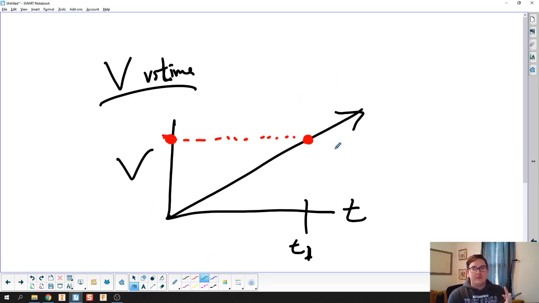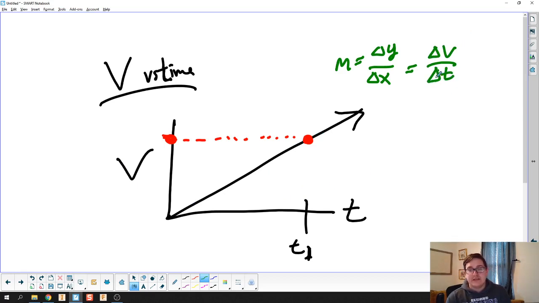This is a huge thing that the College Board wants you to do as far as being able to read a graph. We took a second and we talked about slope. If we take a second look at slope, what is slope? Slope is the change in your y over the change in your x. Well, what is my y variable on this graph? That is change in velocity. My x variable down here is change in time.